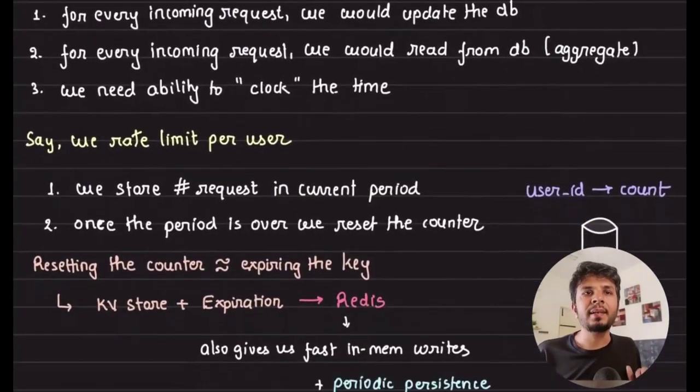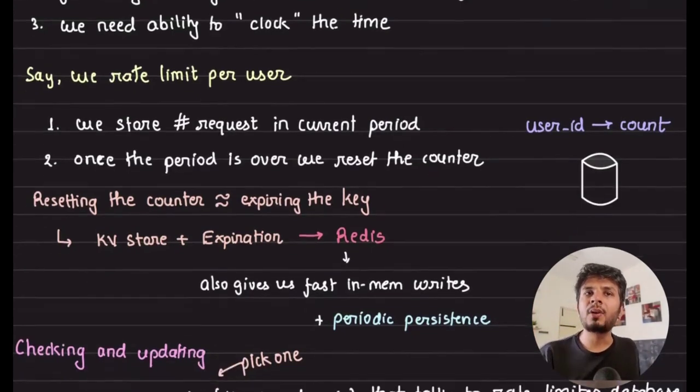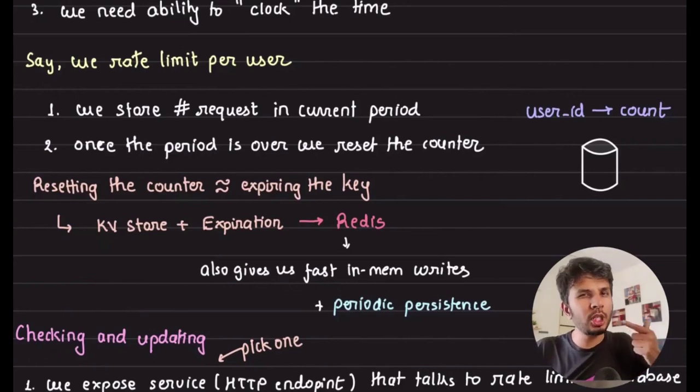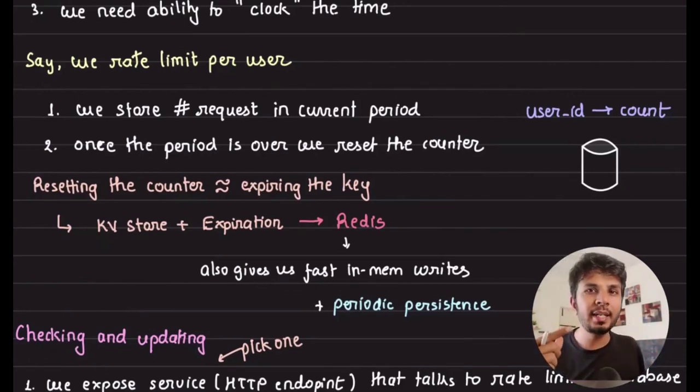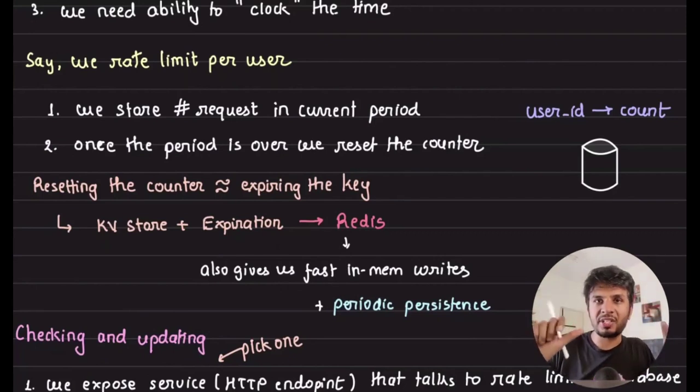Okay. Now let's say our rate limiter limits per user. Because it limits per user, one user is allowed to make only n requests per second, hypothetically. So we store the number of requests that the user served in a given period of time, right? Then once the period is over, we reset the counter. Now resetting the counter is almost equal to setting it to 0, which is equivalent to deleting that key. So what we are looking for is a key value store with expiration. Key value store with expiration, fast, because we are doing it for every request.